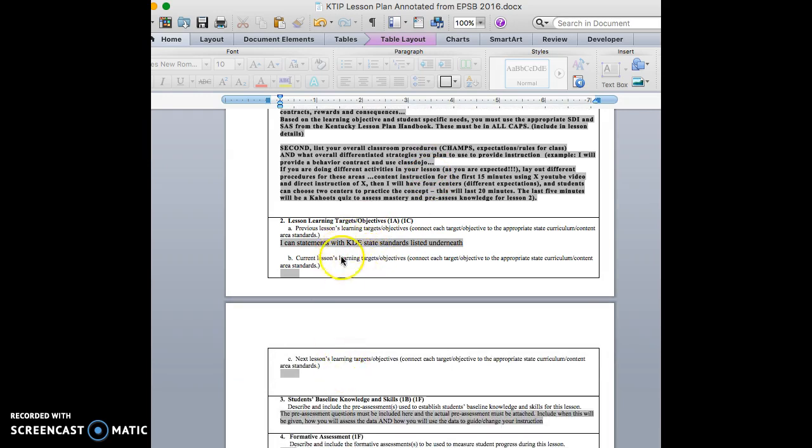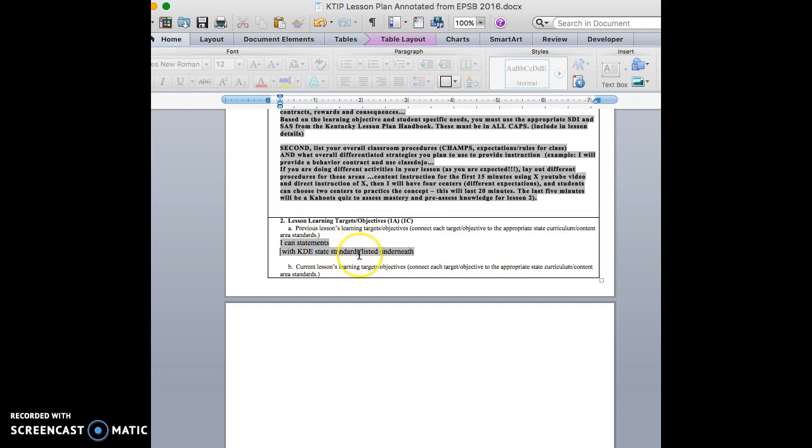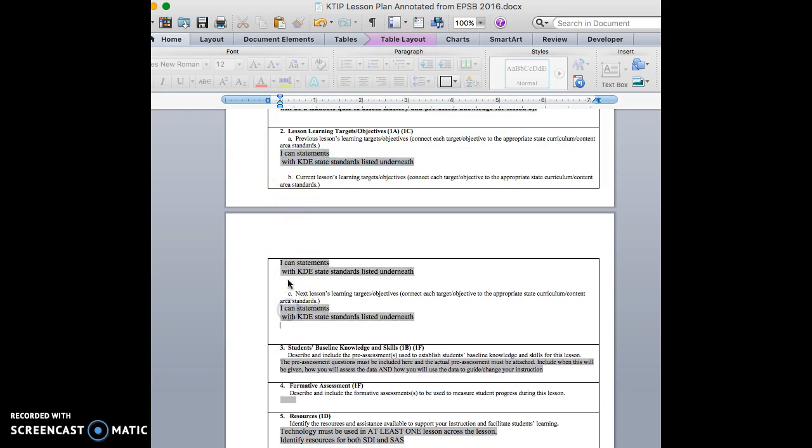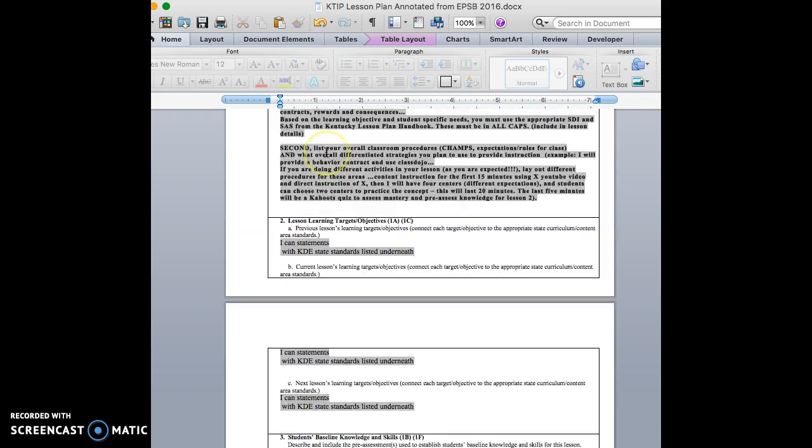Don't forget to add your learning target. This is the last part of what you're doing for phase 1. You're going to add your learning targets, which are I can statements. And then underneath my I can statements, I'm going to put the KDE standards. And you're going to address that current learning target. And, sorry, I'm saying this in the wrong order. I'm going to copy this for you. So first of all, you have the prior lesson's I can statements. This is your current lesson's I can statements, and then what's coming in the next lesson. And again, you're making your best assumption for the first phase, and then if you change your mind or change details in the second and third phase, make sure you change this information.